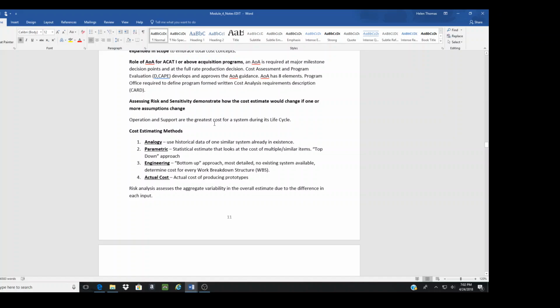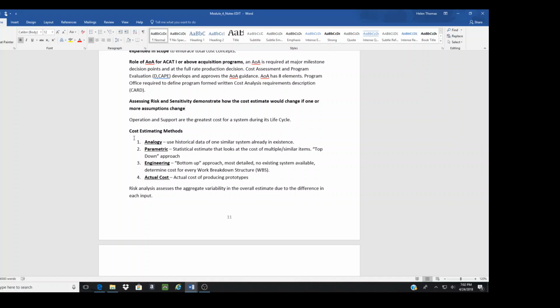Operation and support are the greatest cost for a system during its life cycle. Once you've already developed the item and deployed it, now you need to keep it running: sustainment, maintenance. There are various cost estimating methods. There are 4 cost estimating methods that are used, and you definitely need to know the differences between them.